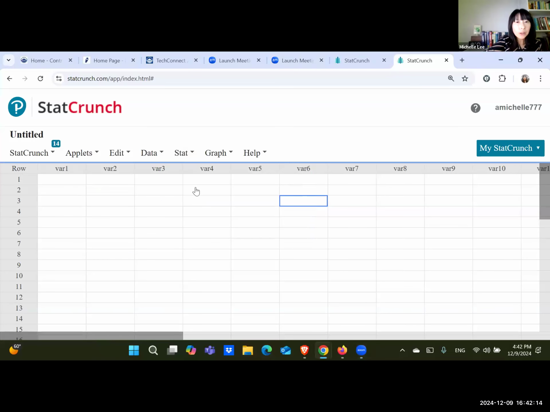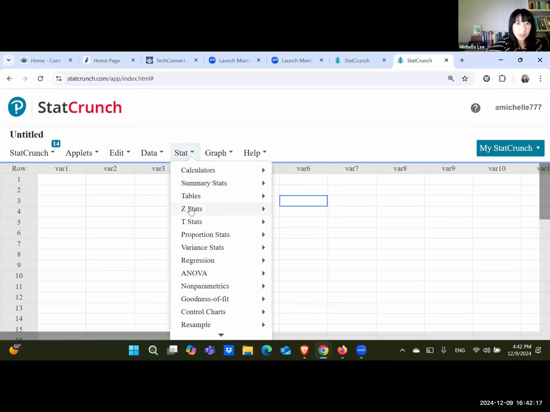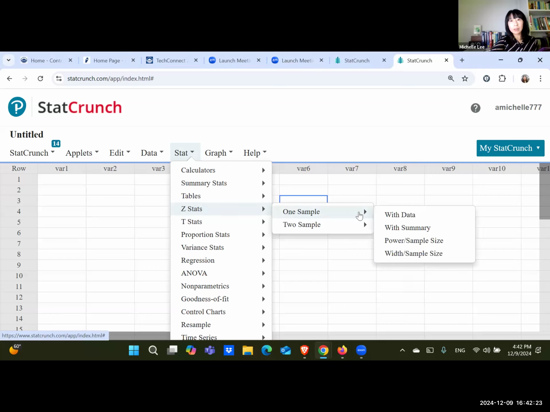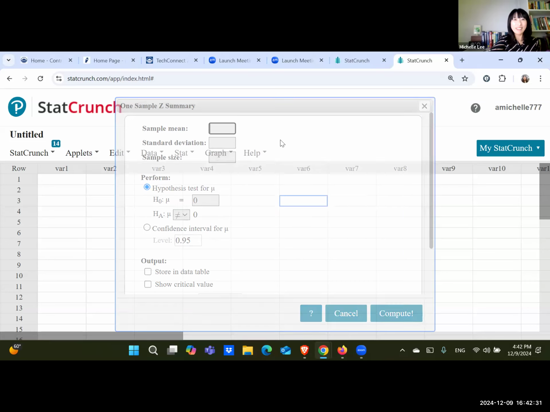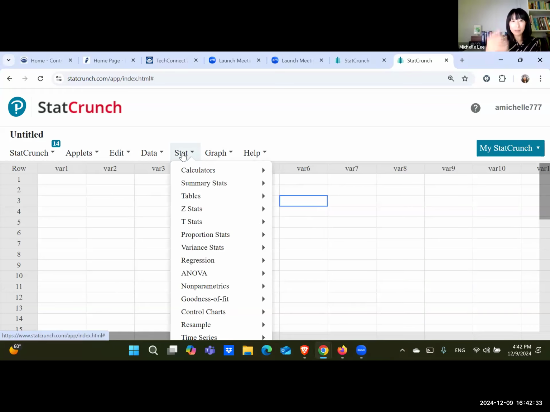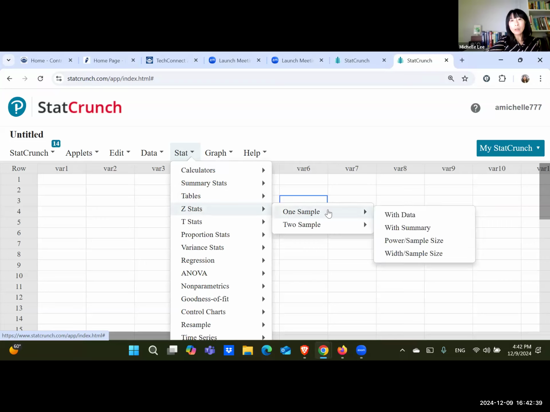Okay, so we're going to go to one sample with summary. Oh, no, no, no, sorry about that. I have just a habit. Stat, Z stats, go to one sample, and then we go to width. Yeah, I'm not sharing again, huh? Hold on 1 second. All right, I am sharing right now.